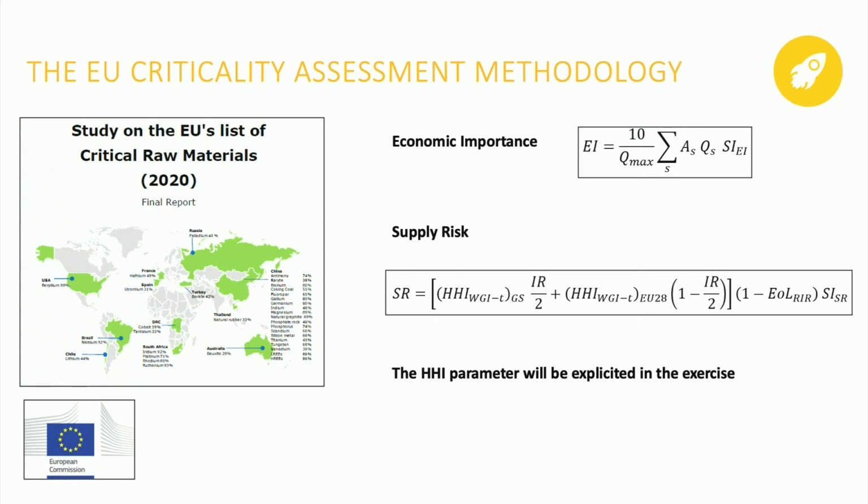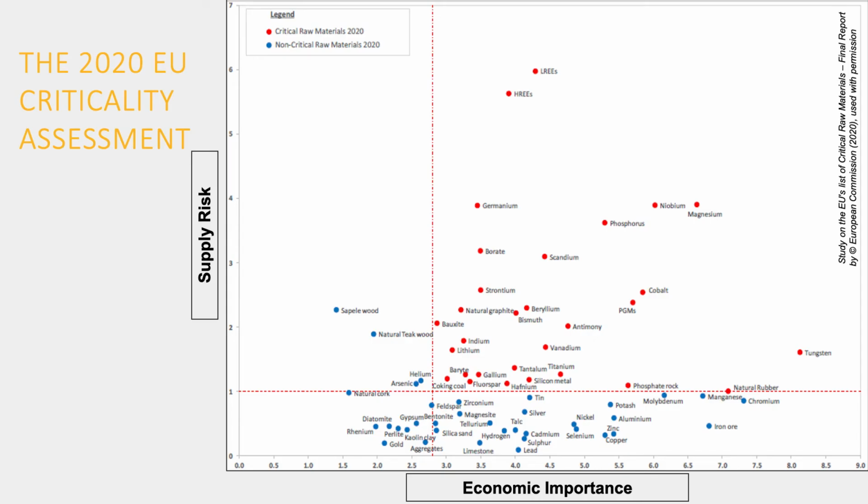Using the equations, the numbers are combined into two estimators, one for economic importance and one for supply risk. These two estimators are then plotted on an XY graph, and a threshold is defined to highlight which raw materials can be considered critical. Here we see the results of the European Commission's criticality analysis published recently in 2020. It highlights which raw materials are considered particularly critical for Europe.